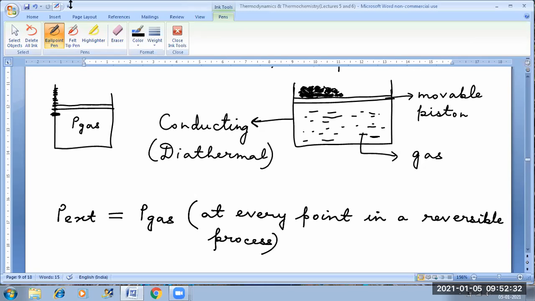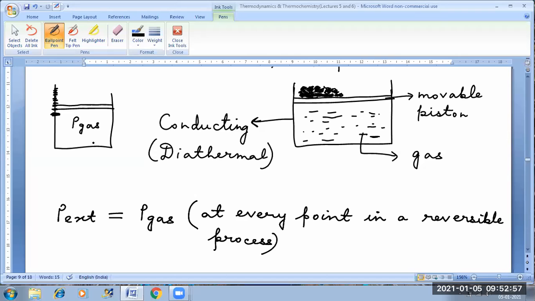So very slowly and gradually the piston is moving upward because it is reversible expansion. And in this process, it will absorb some heat from the surroundings. The heat is exchanged because the wall is conducting, so I'm permitting heat to flow inside.